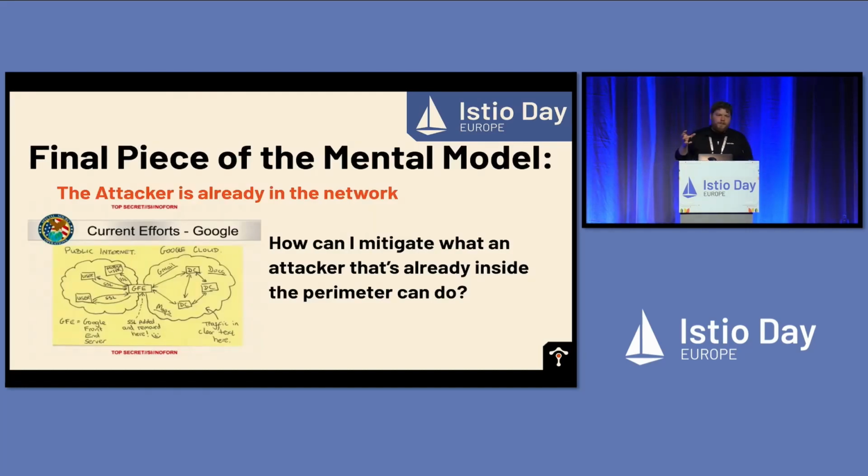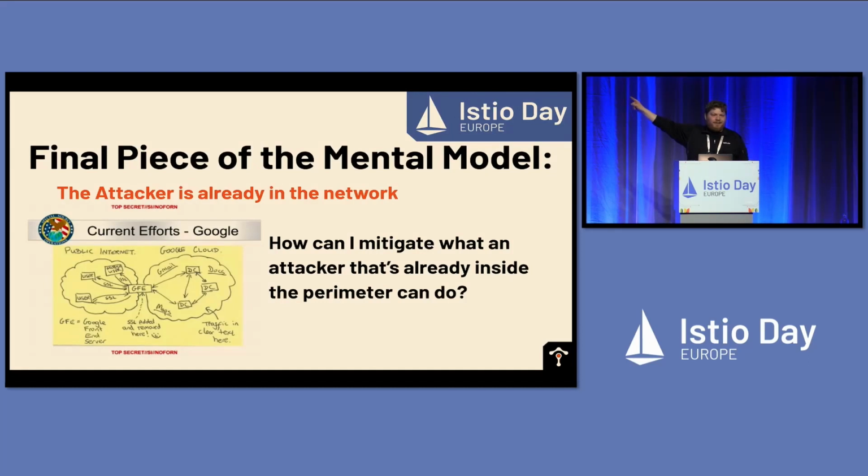The final piece of the mental model that I want to leave you with before we move on is the core idea that motivates the zero trust architecture. And this is probably what your security teams have on their plate right now. The motivation for a zero trust architecture is that the attacker is already in the network. And so if the attacker is already in the network, what do we do to mitigate the damage that they can do?